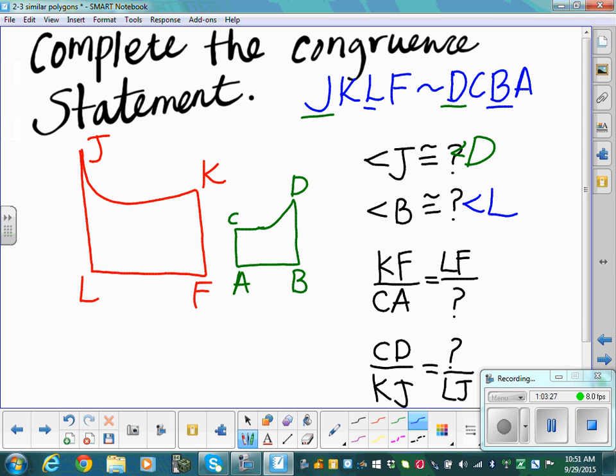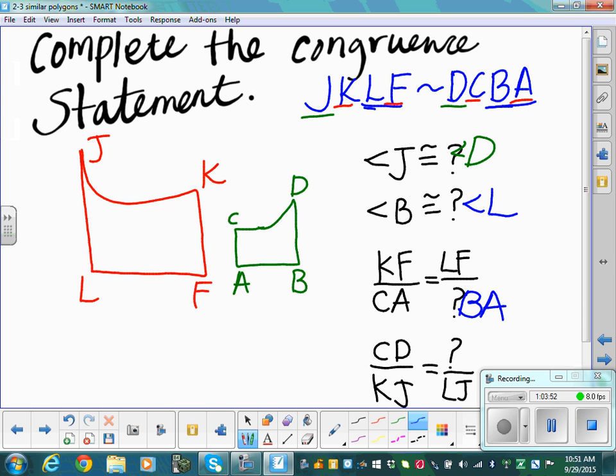Questions? Okay. Now looking at this one, watch carefully. So we have KF over CA. So that's KF over CA, which makes sense. Does that make sense since they're corresponding? Is to LF over question mark. So I'm going to go to LF. What is the same as LF? BA. Very good.